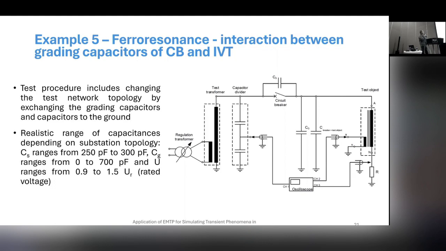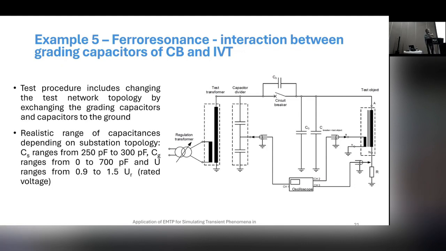So they asked to vary the capacitances, which depend on the substation topology. In this test, they required to change capacitance from 250 picofarads to 300. And this capacitance is related to the grading capacitance across the breaking chamber of the circuit breaker. And regarding capacitance to ground, from the load side, let's say, they required to vary from 0 to 700 picofarads, and also one parameter which can affect the onset of ferroresonance is the operating voltage during the switching instant. So we varied that from 0.9 to 1.5 of the rated voltage.